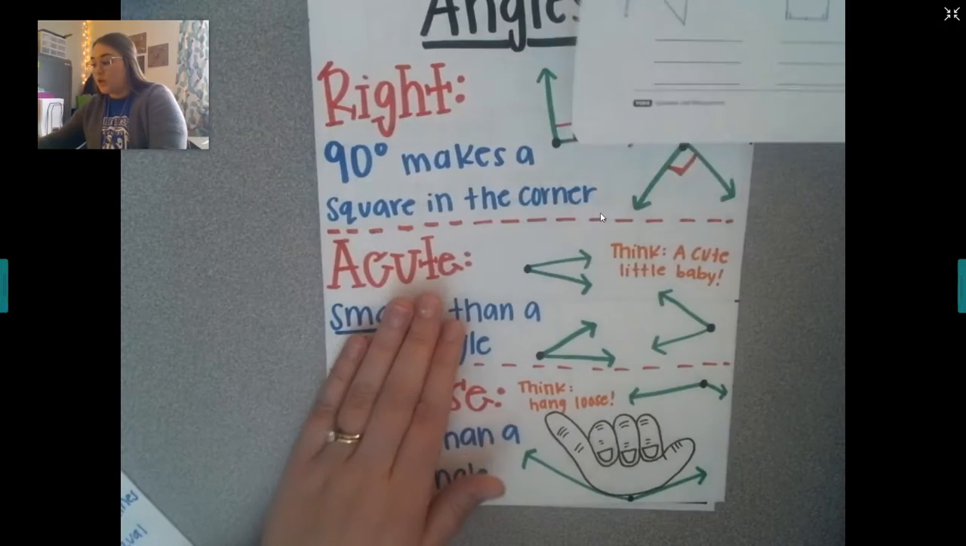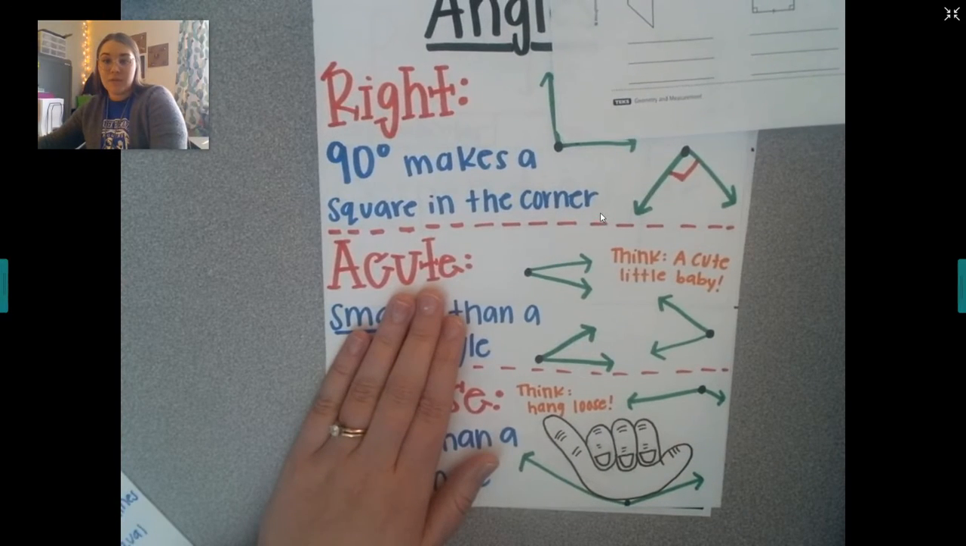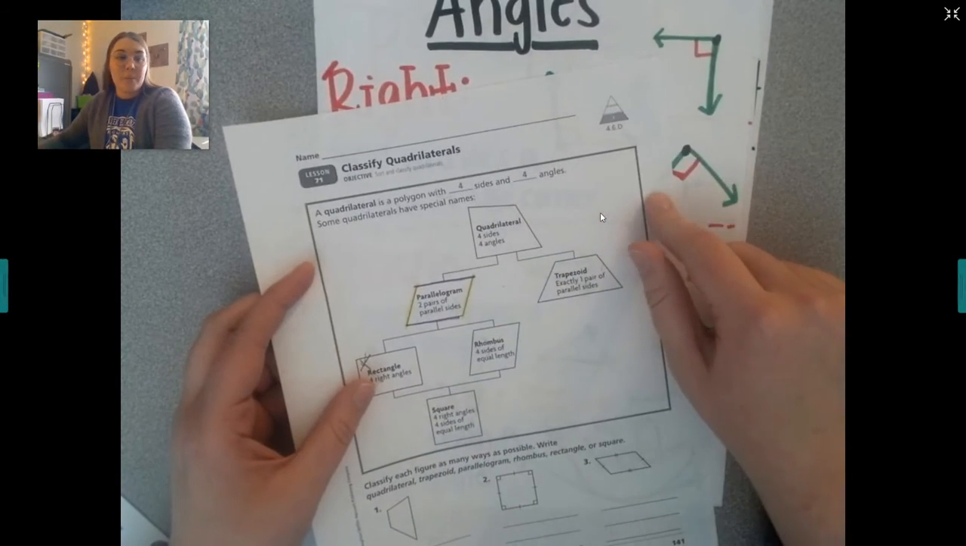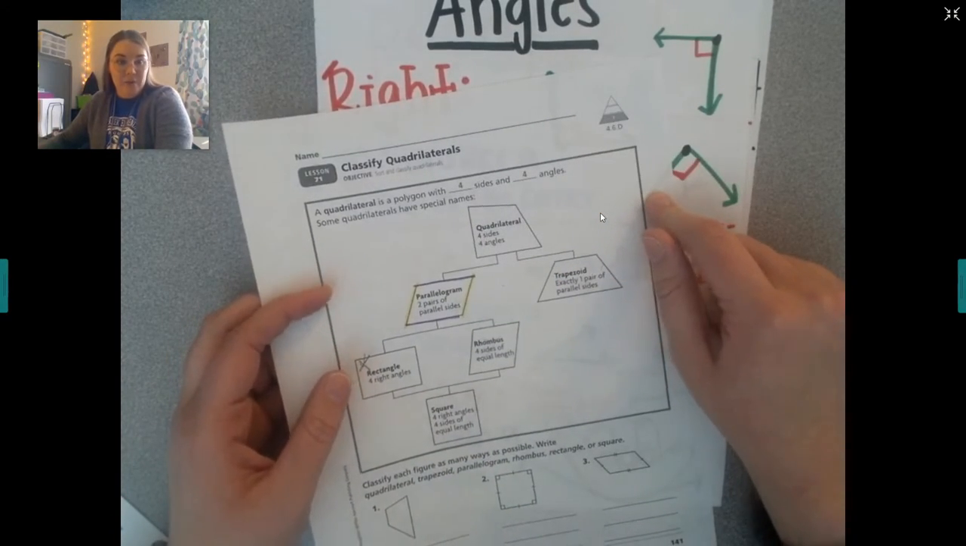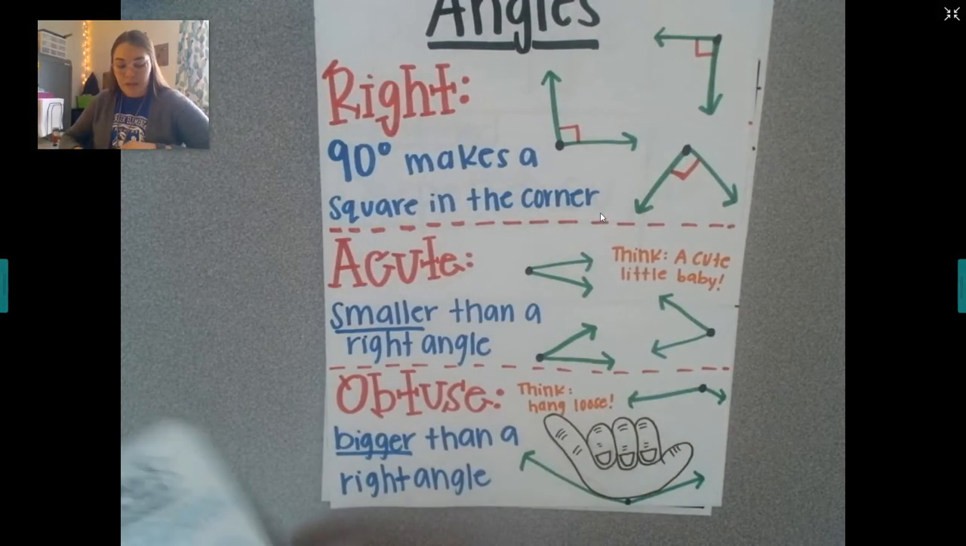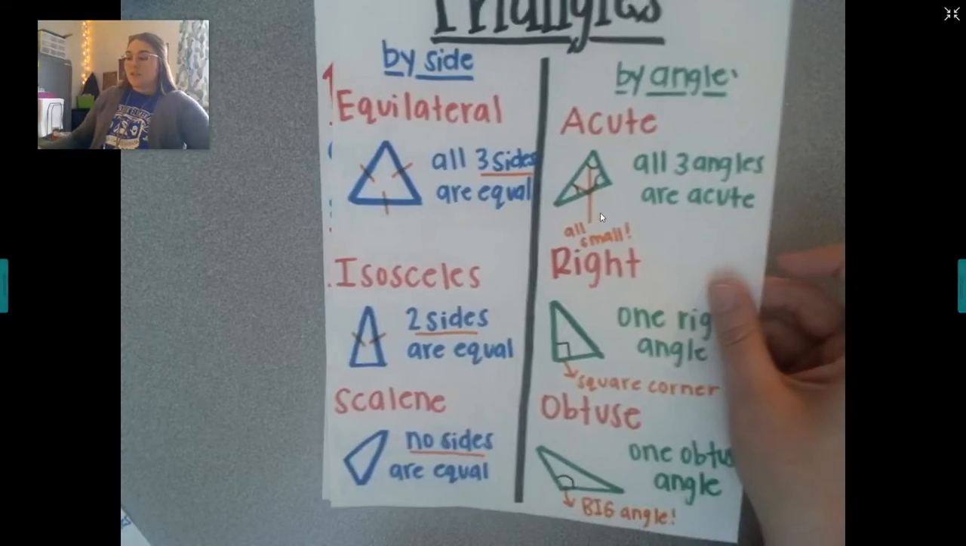So if I was to take the corner of my paper and put it into the corner of this right angle, it is perfect because the corner of every single paper that you have is a right angle. So if you need to check that at any time, you can put your paper in there. Then we started talking about triangles.